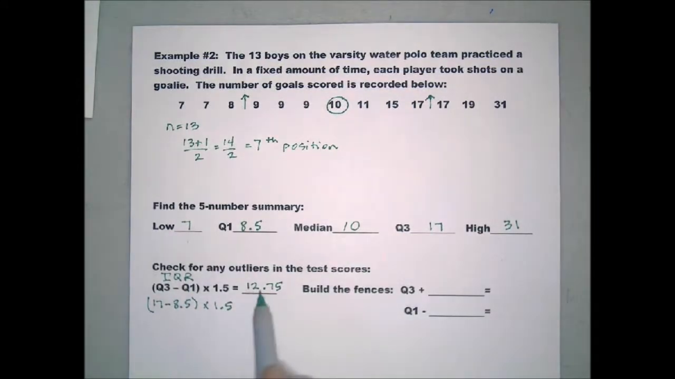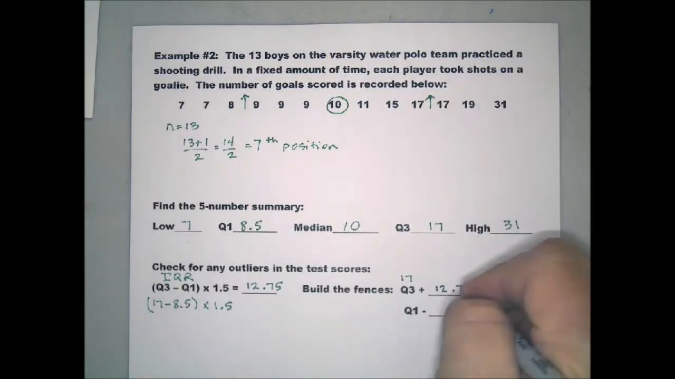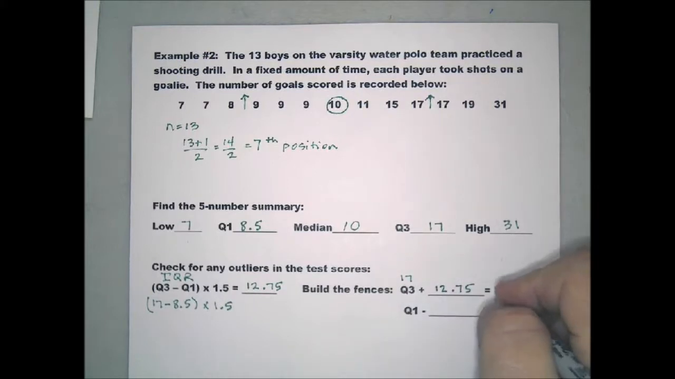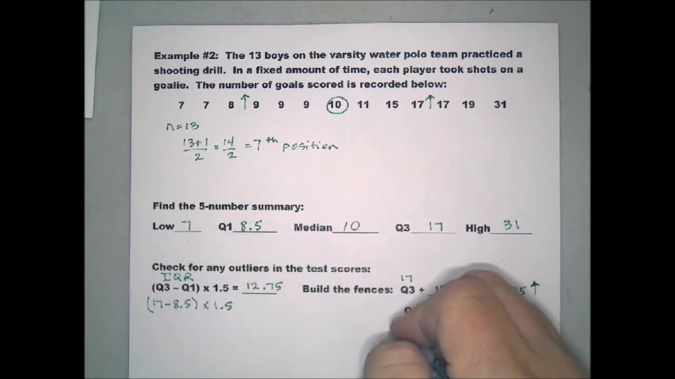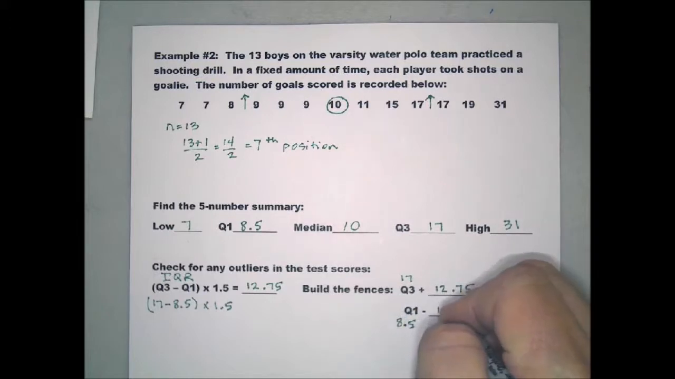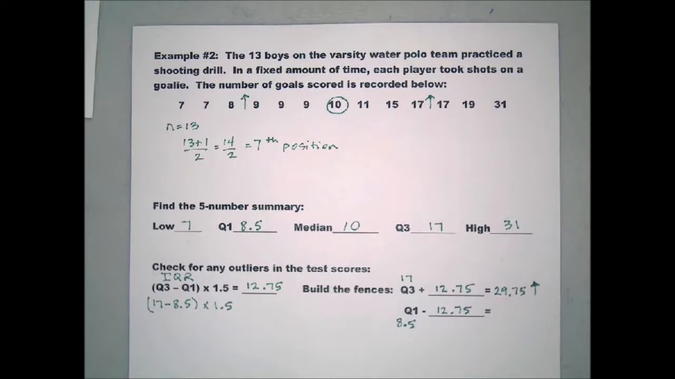Now, that's an important number in the next step, which is building your fences. So in this case, we're going to take the third quartile, which is 17, and we're going to add that 12.75, and we're going to get 29.75. That's what we call the high fence. Now we're going to take Q1, which is 8.5, and we're going to subtract that same number, 12.75. And that actually gives us a negative number, negative 4.25, and that's going to be our low fence.